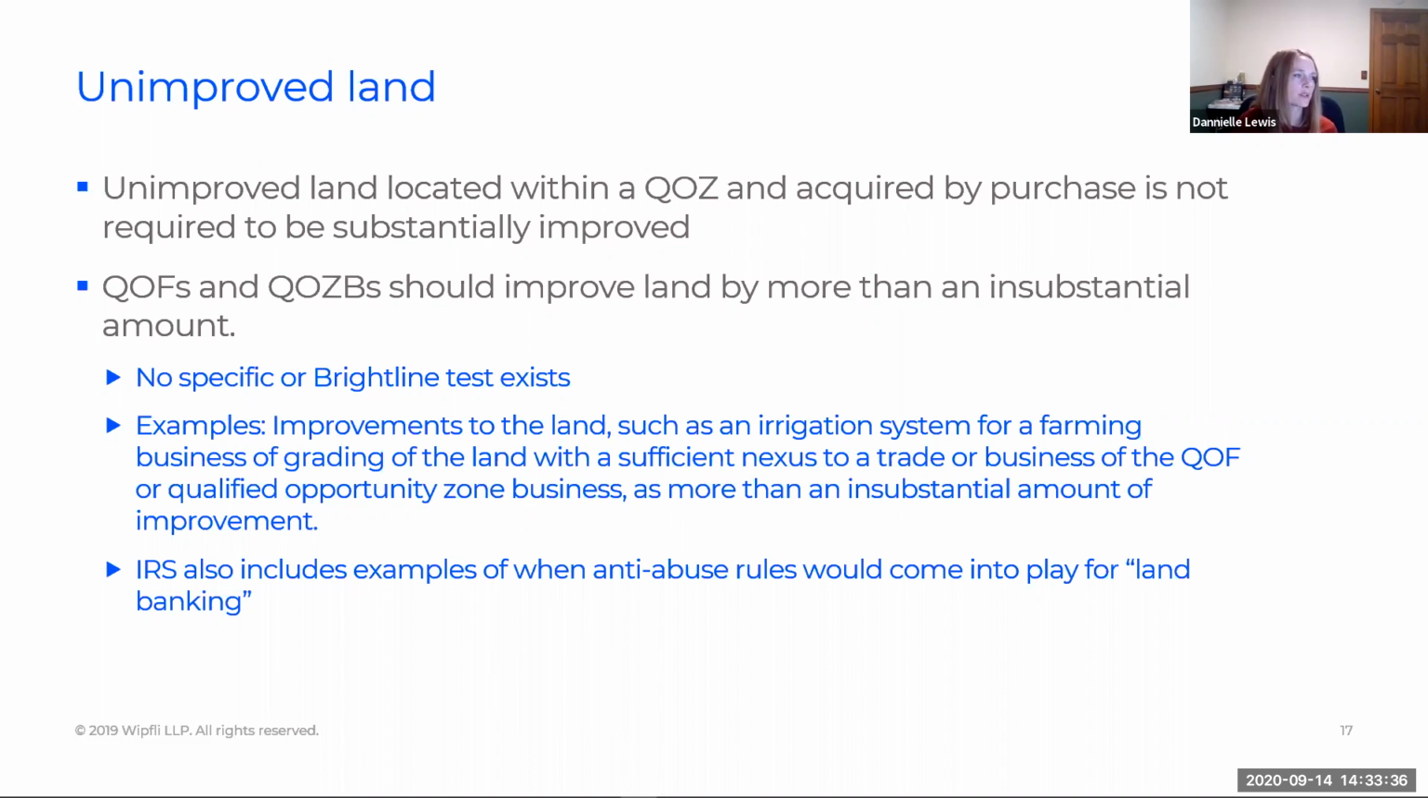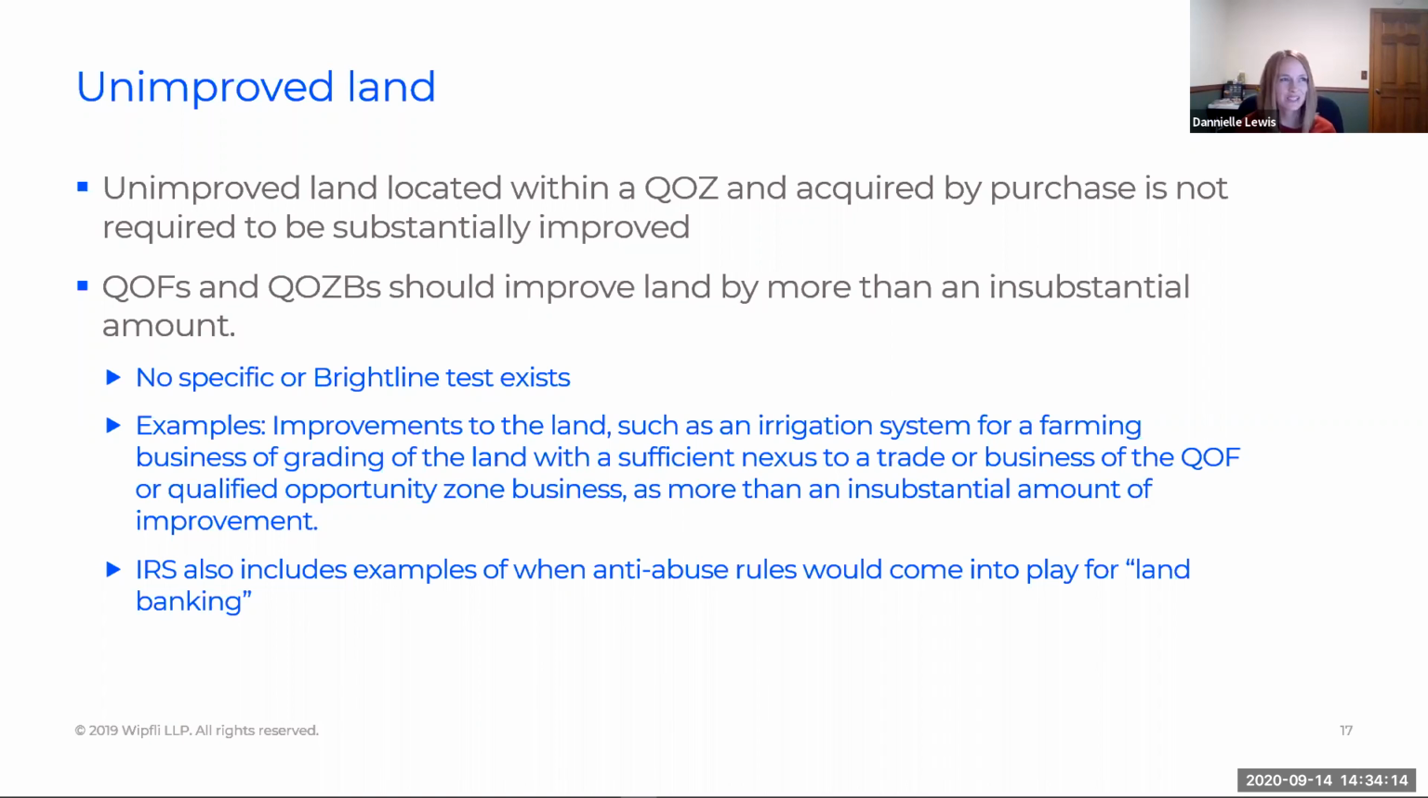So one of the updates was how do you treat unimproved land. There were a lot of jokes when opportunity zones first came out that, hey, I could put like $1 million into like 10 acres of land somewhere and just not do anything with it because it's land, it's a Qualified Opportunity Zone investment, so on and so forth. I invested my cash. And they really wanted to make sure that people weren't just land banking or just buying speculative land and not doing anything with it. So they came out with different rules to make sure that you're improving the land by an insubstantial amount.